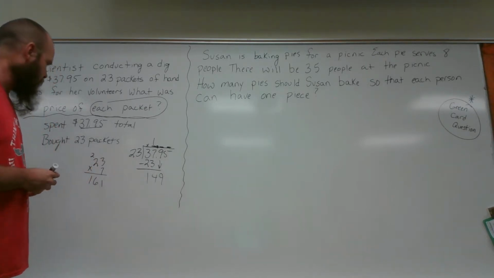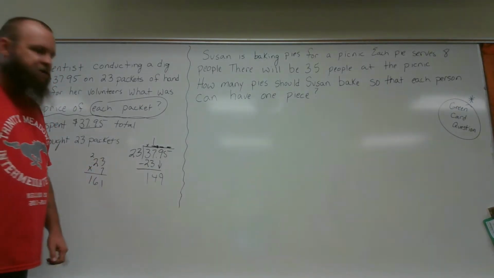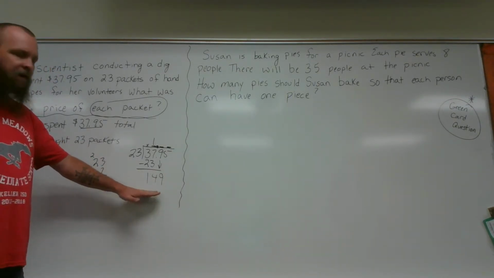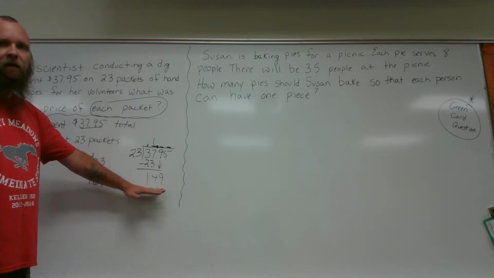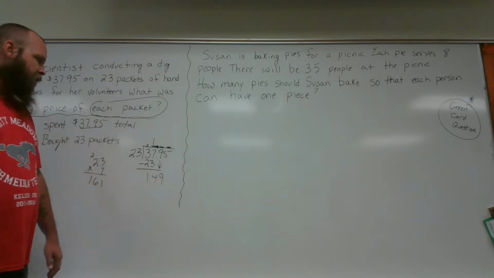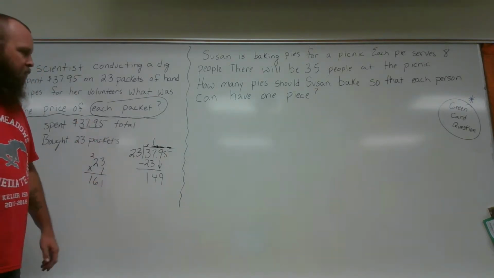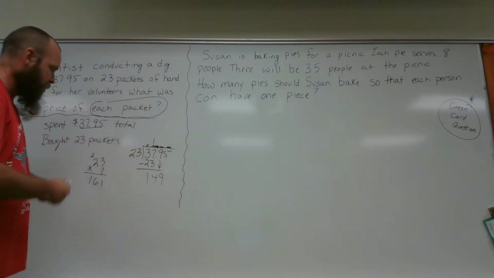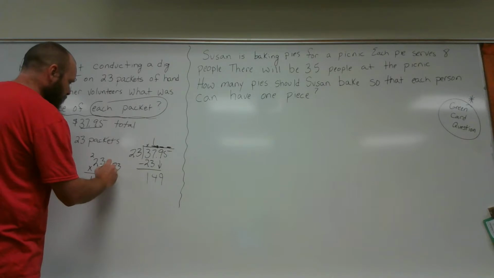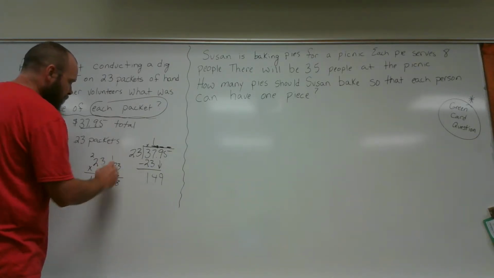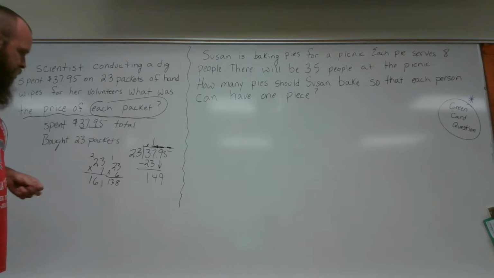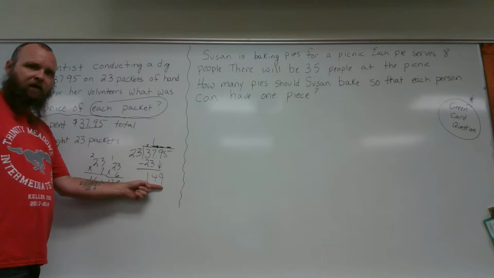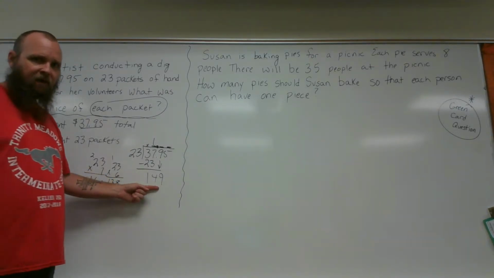23 times 7, if I did my math right, is 161. It can't be that, because that's greater than 149. I want to get as close as I can to 149 without being greater than 149. So 7's not going to work. Now let's try 23 times 6. 23 times 6 is 138. That is less than 149, and as close to 149 as I can get without going over.